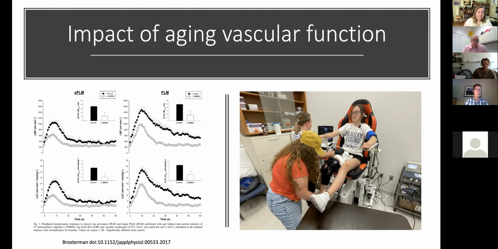So here we can see that even in a single movement, there is still an increase in blood flow, and we still reach a peak of this blood flow, and then it comes back down to almost a resting level. And when you inhibit nitric oxide, it again peaks, but not nearly as much, and then comes back down. So they determined that both PLM and single PLM are valid measurements of vascular function.